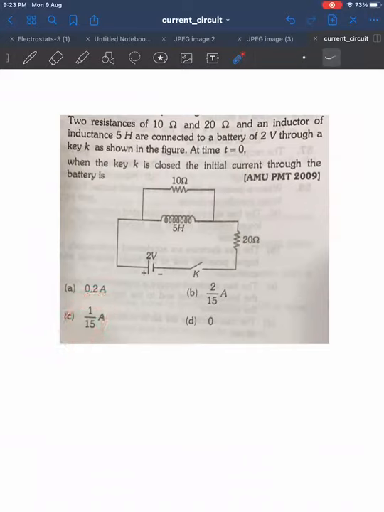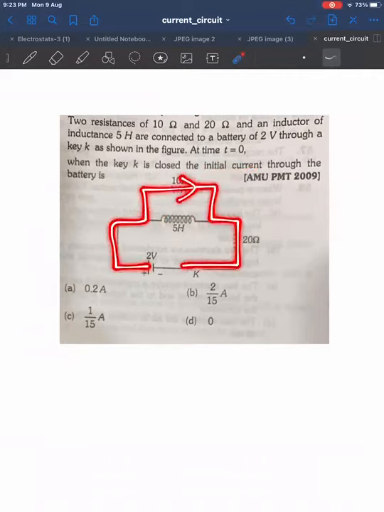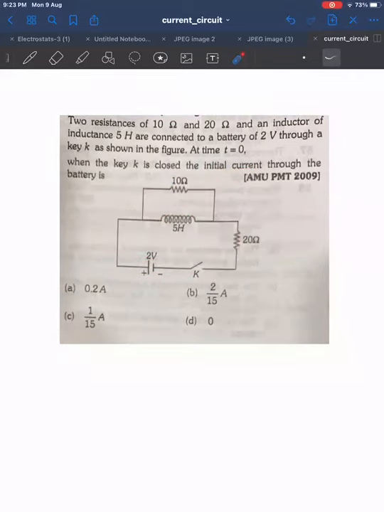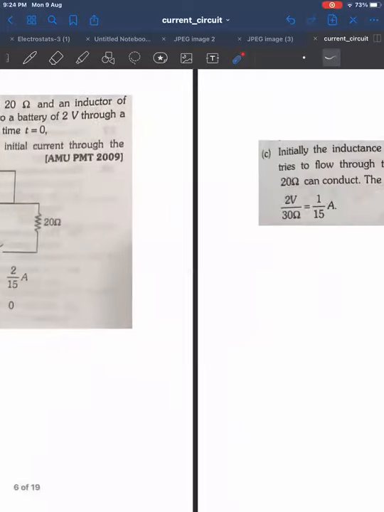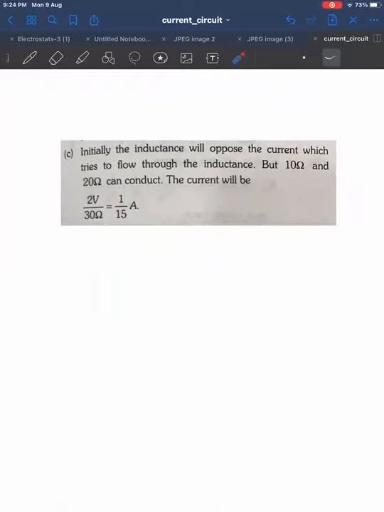Did you understand the logic? Yes, sir. At the initial stage, the inductor will not act. It'll be acting like a breaker, that means open circuit. So the current will go like this itself. Everyone understood? And in that case, the two resistances will be in series. Therefore, the total resistance will be 10 plus 20, which is 30. And the total voltage is 2. So it will become 2 by 30, which is 1 by 15. This is what is given over here. And the same logic, we have done some problems in EMI, where initially the inductor acts like an open switch, then acts like a closed switch. Exactly opposite with a capacitor. Okay, exactly opposite with a capacitor.